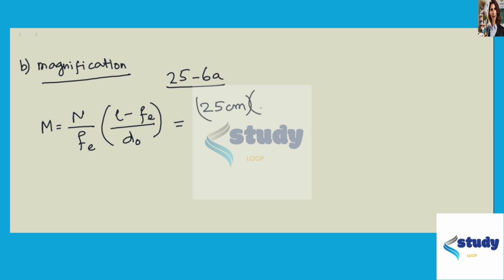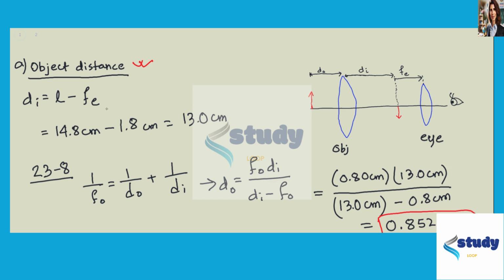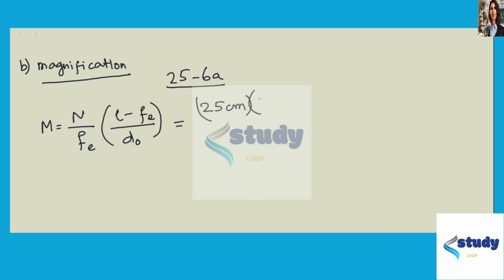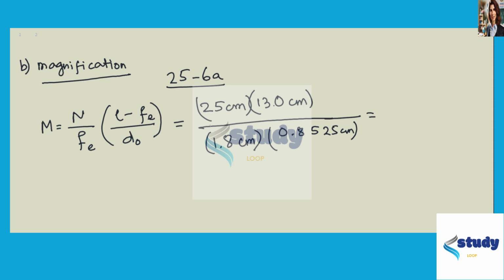Then we figured out L minus Fe from the previous part here, which is 13 centimeter, so we can directly write that. Then Fe is given as 1.8 centimeter, and we figured out d0, which is 0.8525 centimeter. So our total magnification becomes 212x.